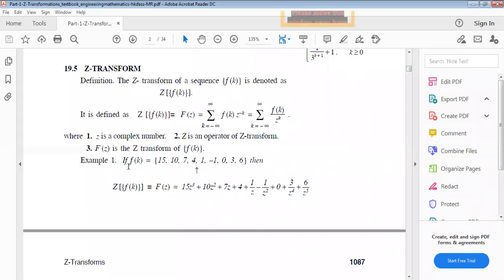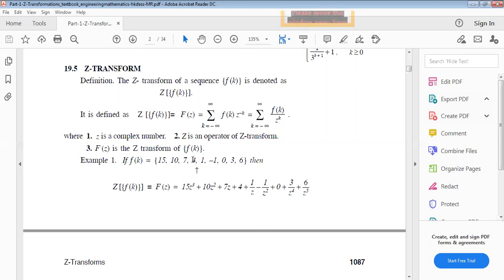Try example 1. If f of k is this sequence 15, 10, 7, 4, 1, minus 1, 0, 3, 6, then the z transform of sequence f of k, F of z, this is the symbol of z transformation, equals 15 z cube, 10 z square, 7 z.